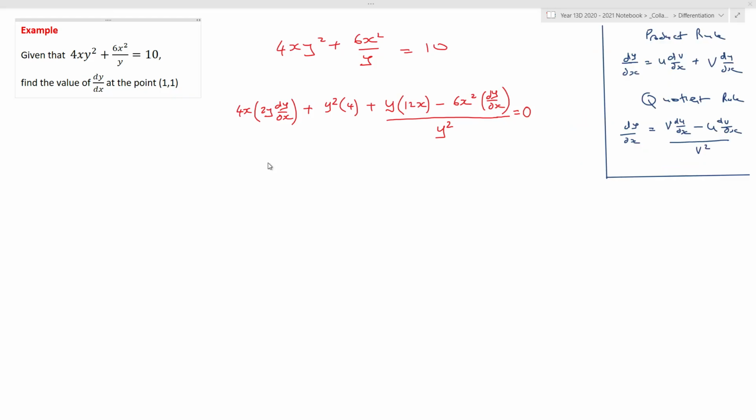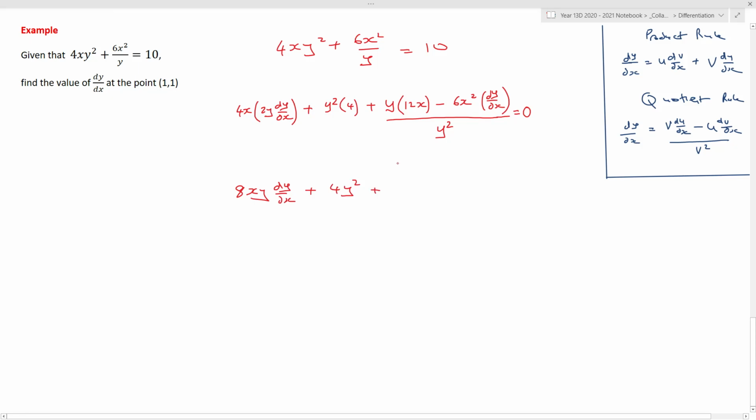Okay, so we can simplify this then. This gives us 8xy dy by dx plus 4y squared plus 12xy minus 6x squared dy by dx, all over y squared, equals 0.